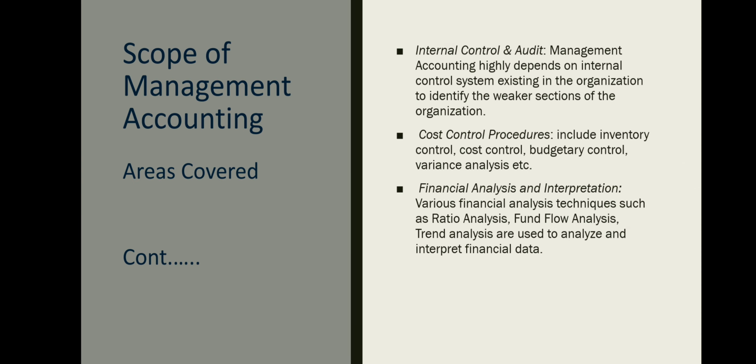Come to the next, that is internal control and audit. Now the question arises, what is audit? Audit means to recheck the accounts which are already maintained by the organization, to check whether these accounts are okay or within the standards or not. So management accounting highly depends on the internal control system existing in the organization to identify the weaker sections of the organization. If there is any weaker section which has to be focused on by the organization, then management accounting helps to identify those weaker sections and focus more on the internal control system of the organization.